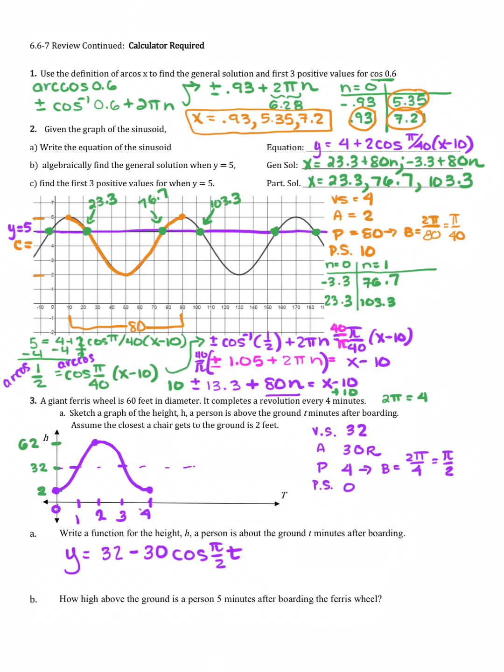How high, so we're trying to solve for y when the person is 5 minutes in. So we're finding y of 5. So that's 32 minus 30 cosine of pi over 2 times 5, which is 5 pi over 2. And I just enter that as it is on my calculator. So you should realize cosine of 5 pi over 2 is 0. So when I enter this on my calculator, I should just get back 32. All right, I hope that helps.